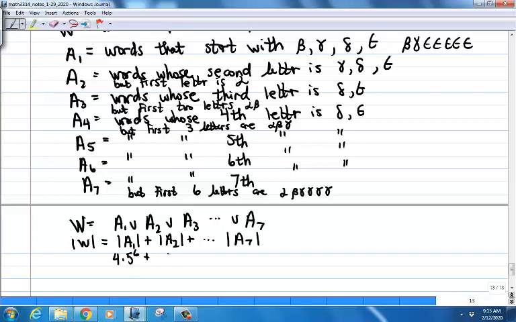What is A2 going to be? 3 times 5 to the 5th, is that right? Oh, that's right. So alpha is fixed, so no choices there. In the second letter, you have 3 choices, and then 5 for the remaining 5 letters. So this is 3 times 5 to the 5th power.